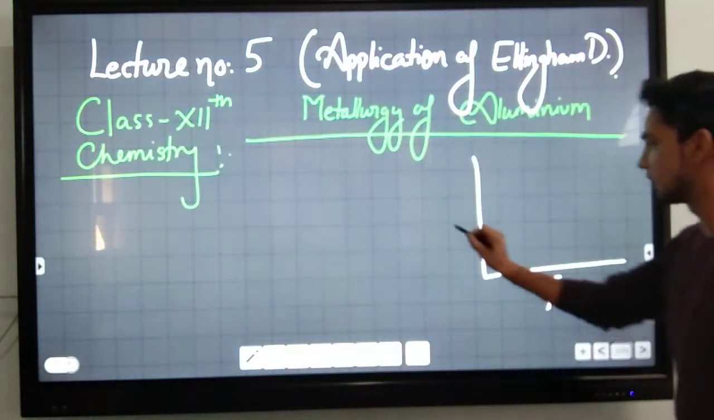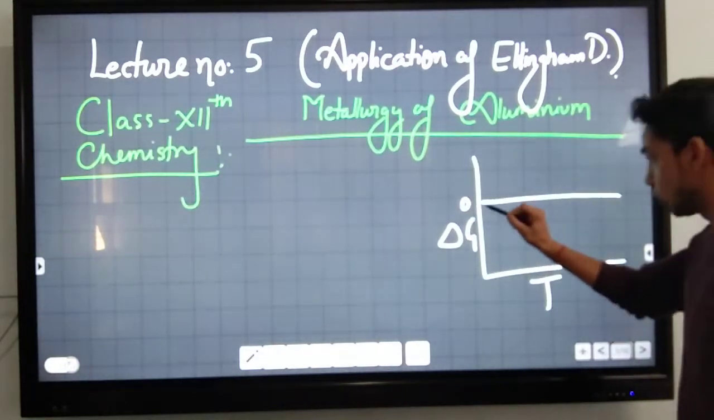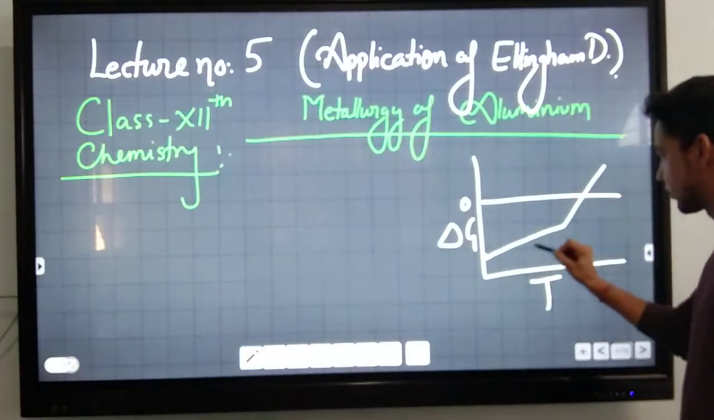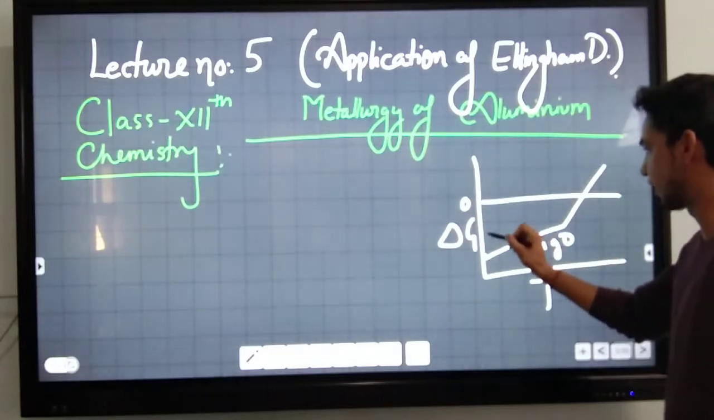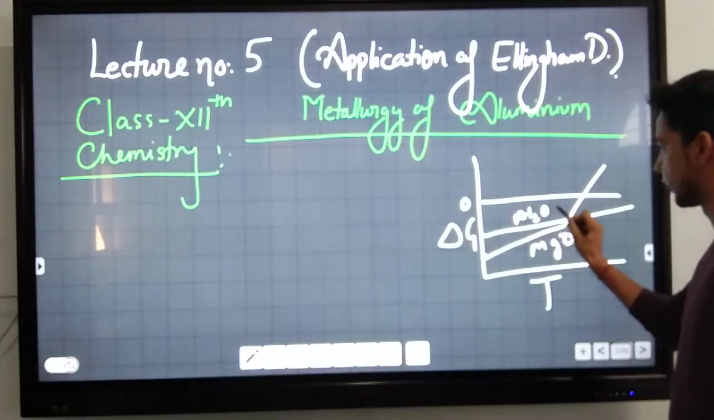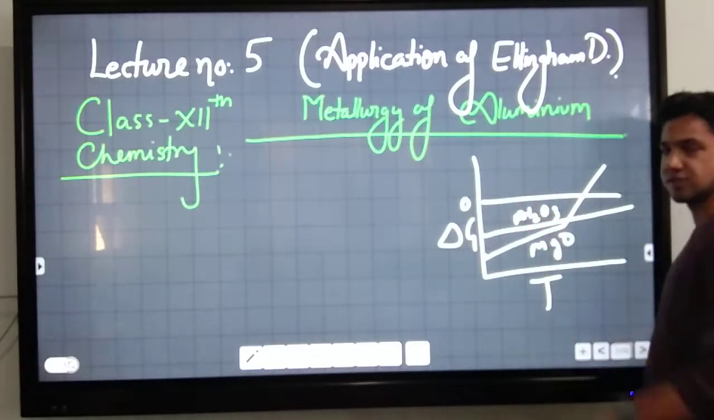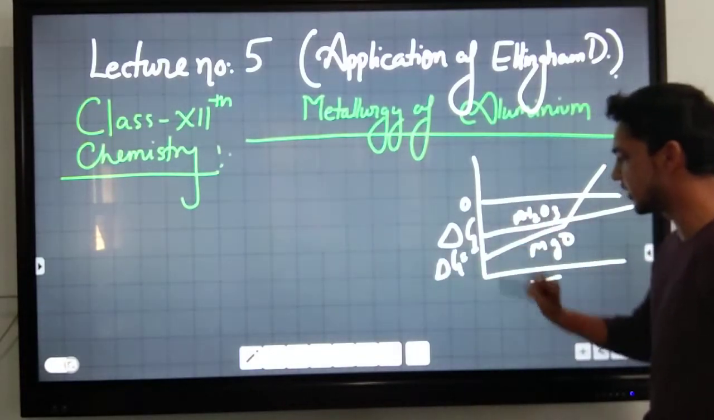This one is T, that one is delta G, that is 0 degree. So some lines are falling here. Generally, in the case of magnesium, that one is the diagram of magnesium oxide, and that one is the diagram of aluminium, Al2O3. So guys, see, the line of aluminium oxide is lying below the 0. So it means aluminium oxide has a more negative delta G value.